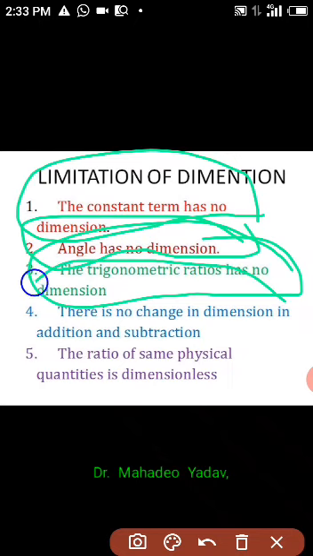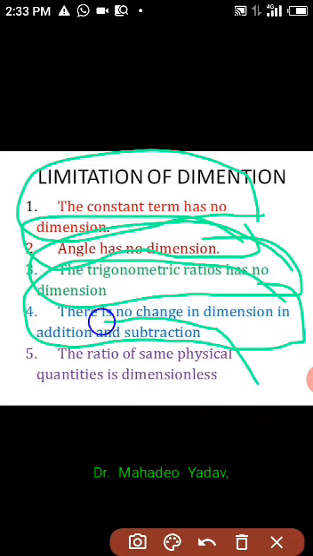In addition and subtraction, the dimension remains the same. There is no change in dimension. The ratio of the same physical quantity has no dimension.